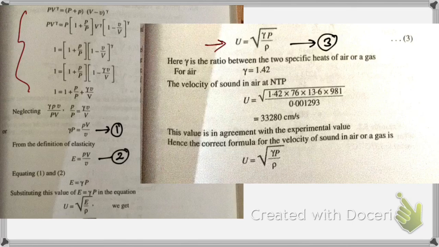So the velocity of sound in air, after the correction, Laplace got this result, which is agreed by the experimental result, right? And this is the expression given by Laplace for velocity, right?